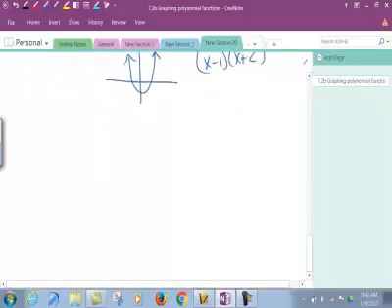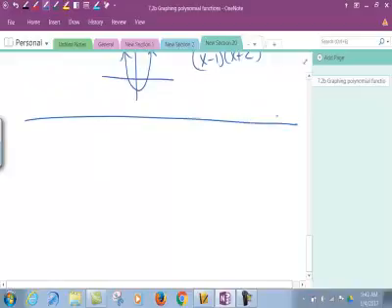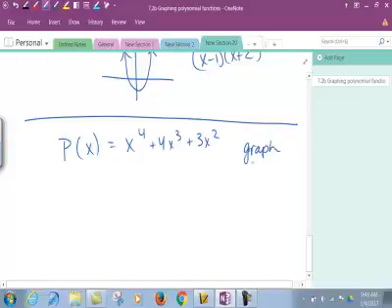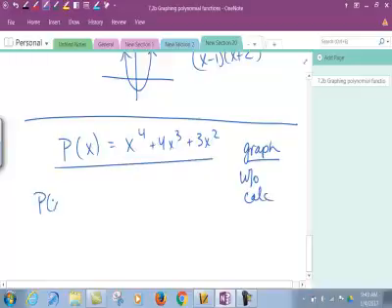Okay, last example I want to do is what happens if the polynomial I'm supposed to graph is not in factored form. So let's look at x to the fourth plus 4x cubed plus 3x squared, and your job is to graph this. Without a calculator, the only way to do this would be to turn this into factored form. All right, so we need two types of factoring here.